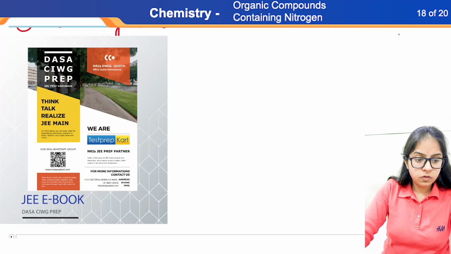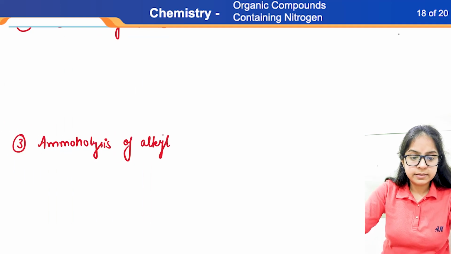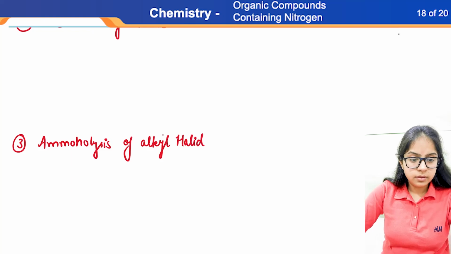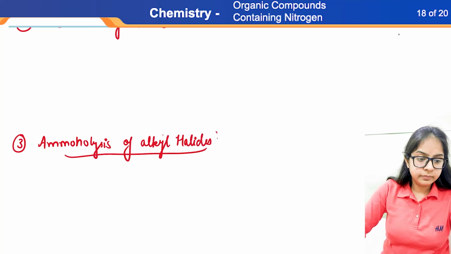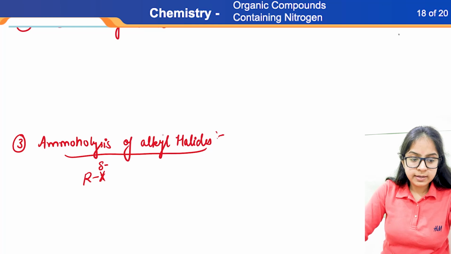Ammonolysis of alkyl halides. I have an alkyl halide. Halogen is more electronegative, so it is delta negative. The carbon will be delta positive.